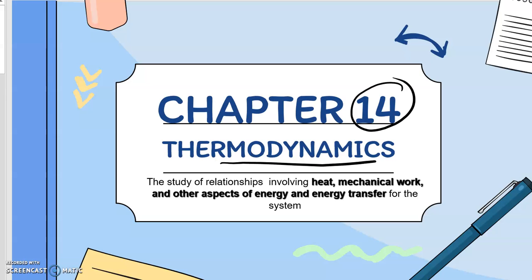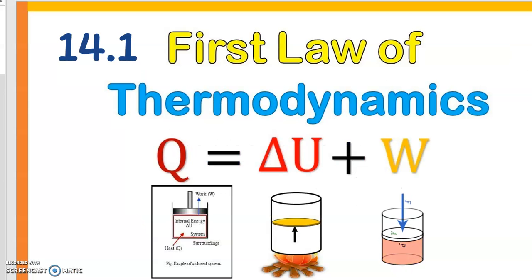So kali ni kita tengok chapter 14 Thermodynamics. Okay, what is thermodynamics? The study of relationship involving heat, mechanical work and other aspect of energy. So heat kita ada Q, work kita ada W, and energy kita ada U, ataupun E. Alright, so first one kita tengok dulu the first law of thermodynamics.